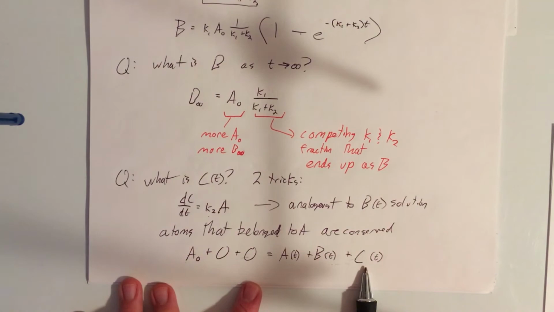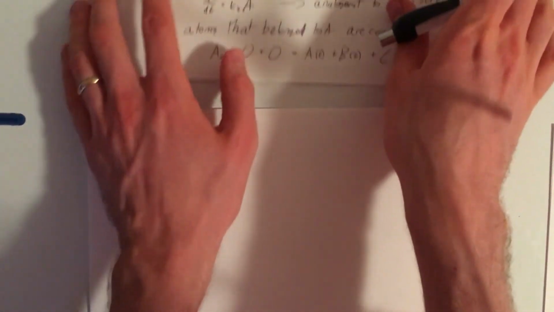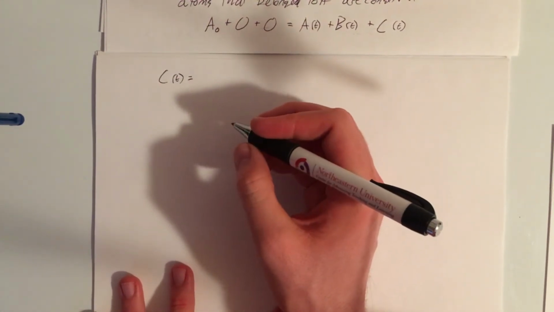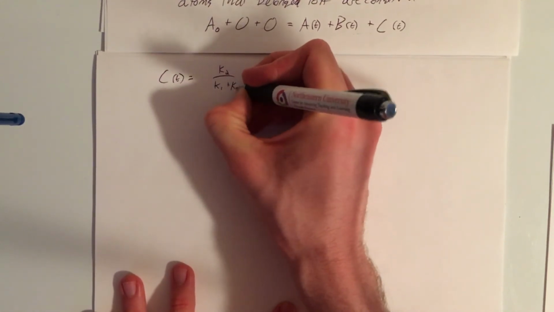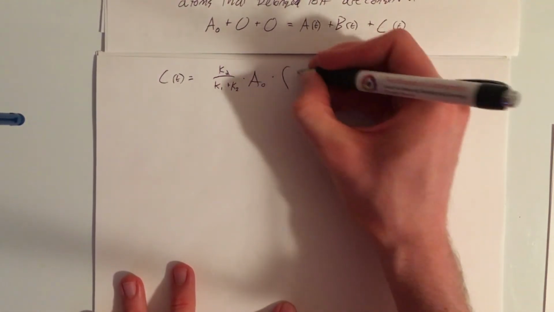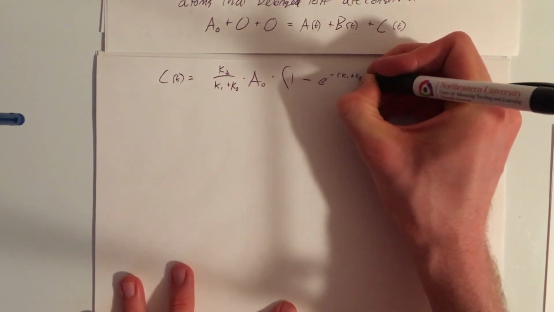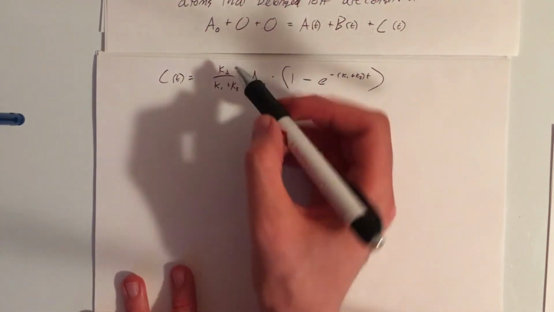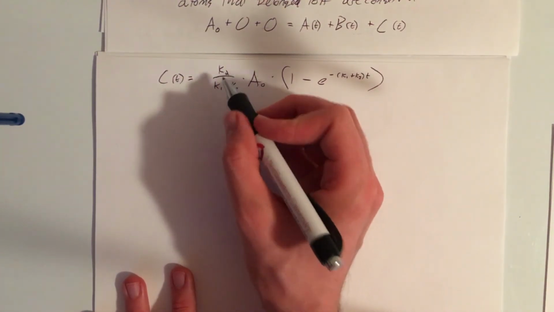So that just plops out the solution for C of T right there. And what does that end up being? Well, regardless of which strategy we go with for figuring out what C of T is, it turns out that C of T ends up being K2 over K1 plus K2 times A naught times 1 minus e to the negative K1 plus K2 T. So in this case, we still have the same shape, but the term out front, this fraction term, is different.